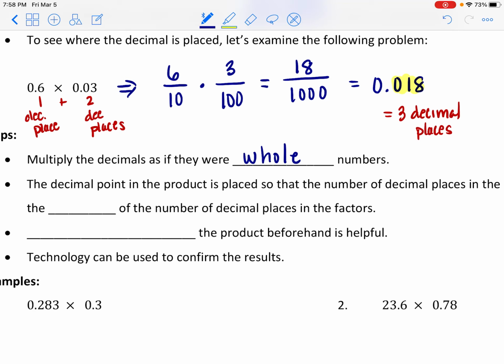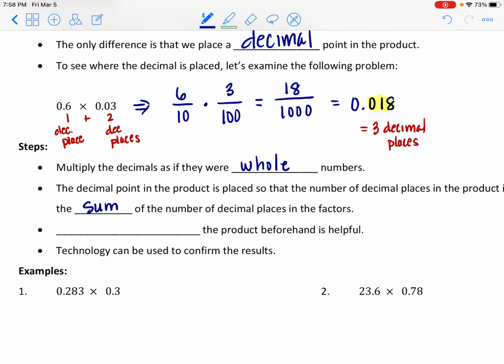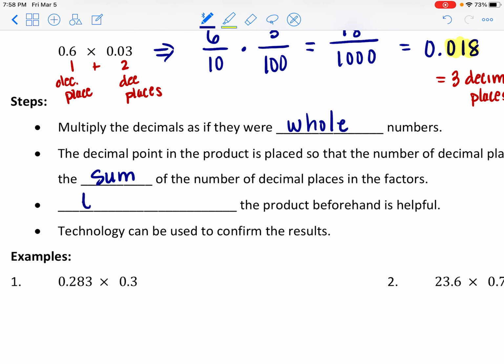Then the decimal point in the product is placed so that the number of decimal places in the product is equal to the sum of the number of decimal places in each of the factors. How many decimal places total were there in the original problem? That's what we need to have in our answer. And the nice thing is we can estimate. Estimating is a helpful thing. Estimate the product before we multiply, and it's also helpful to verify our work, and we have technology that we can use to do so. Use your calculator, use Desmos to verify that you're working on the right thing.